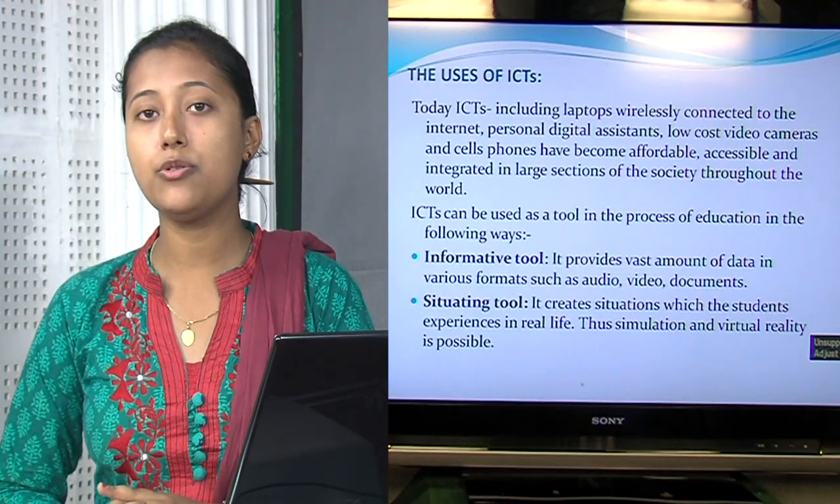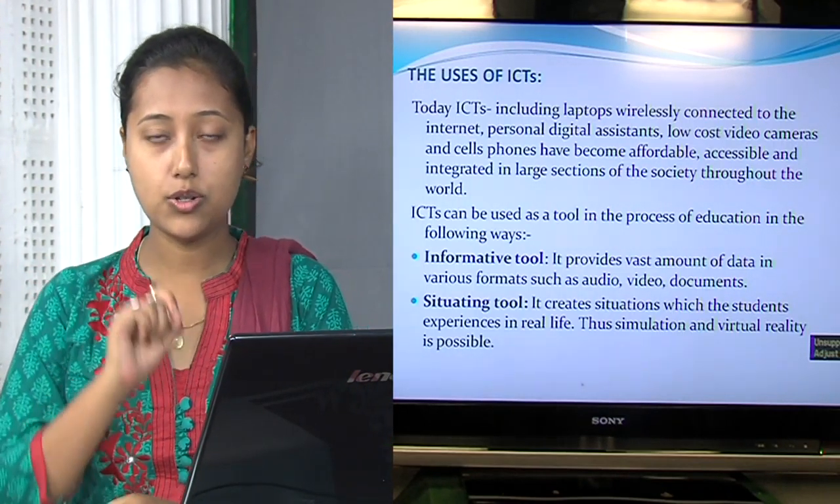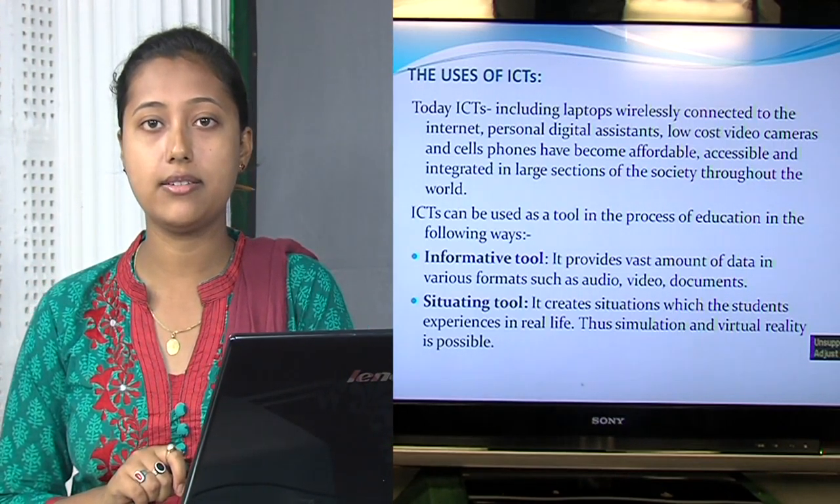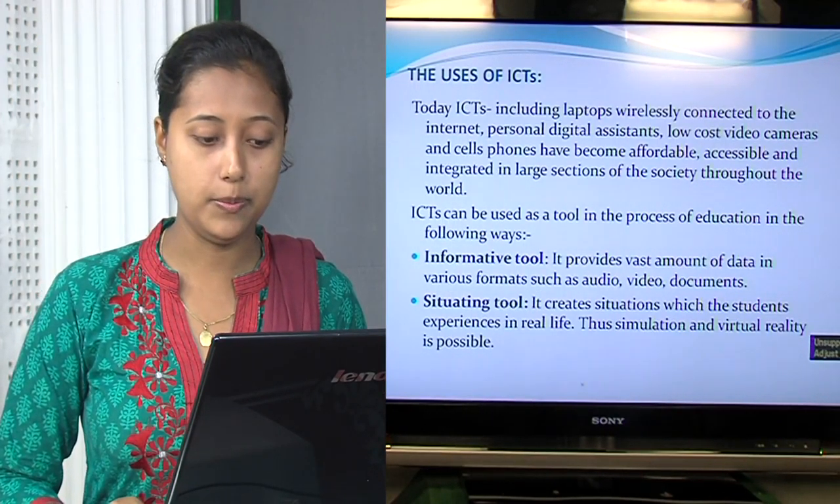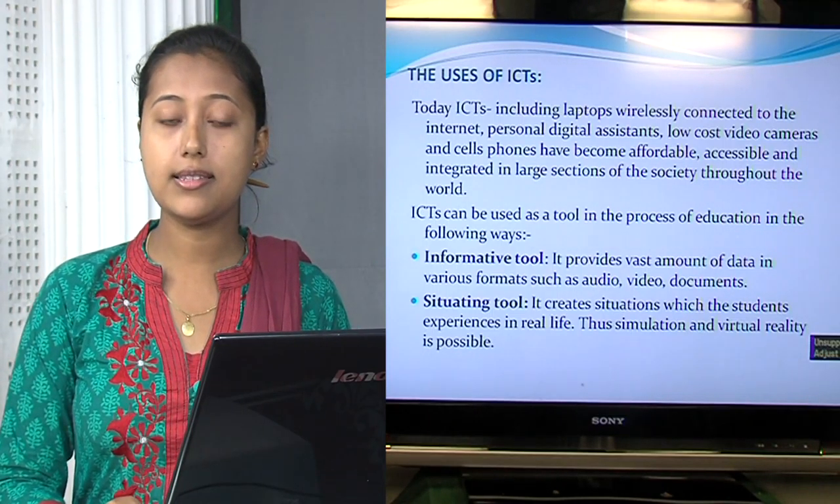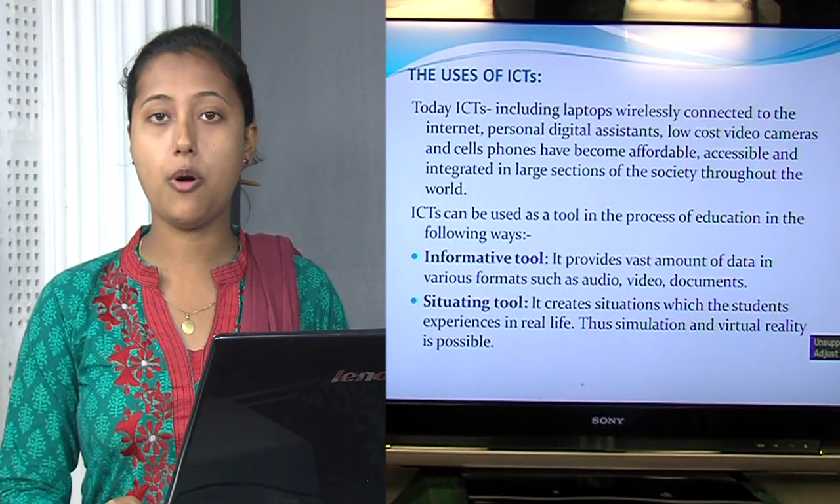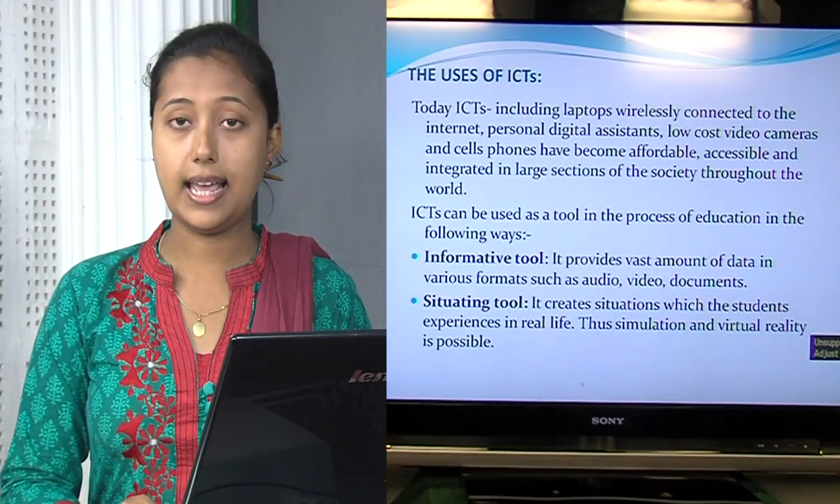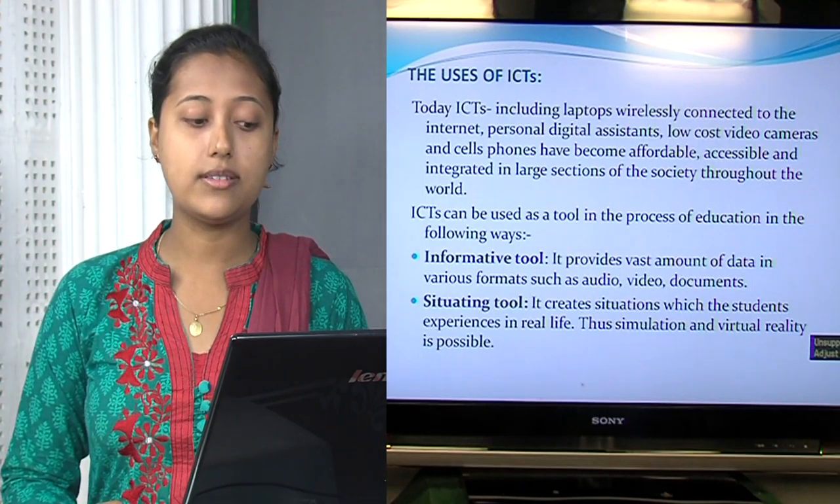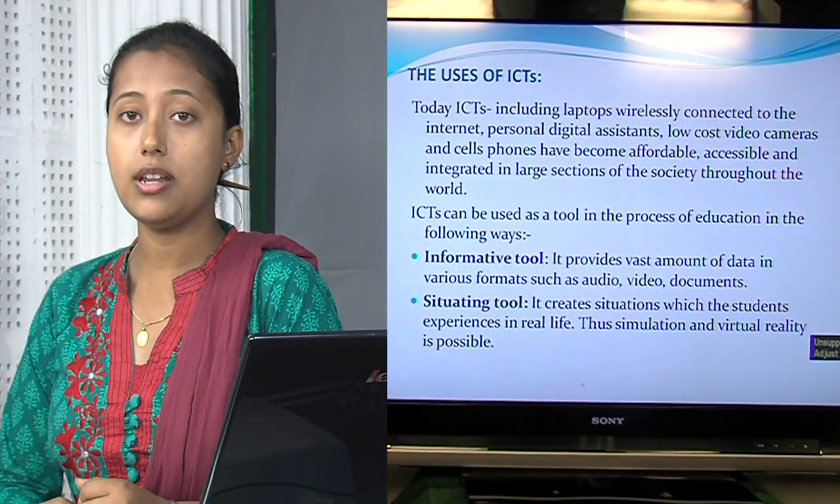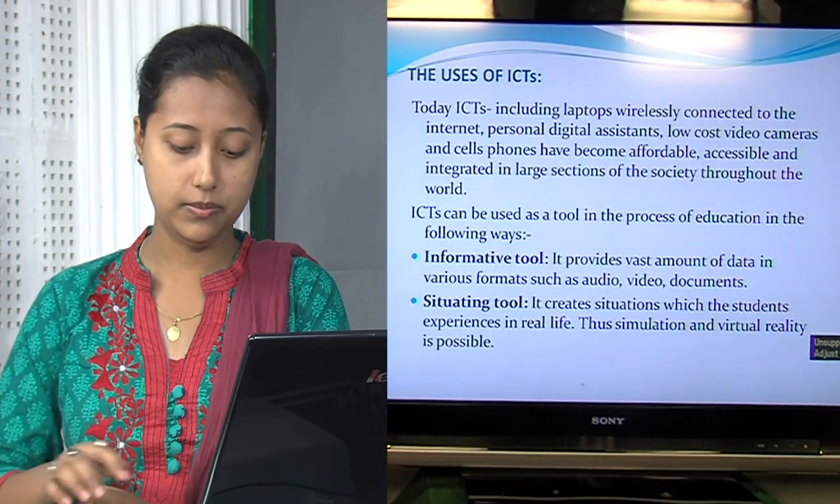Now ICT can be used in two ways: one, as a tool, and another, as a method. As a tool, we can use ICT in four ways. First is the informative tool. It provides a vast amount of data in various formats such as audio, video and documents. Secondly, it is a situating tool. It creates situations which the students experience in real life, thus simulation and virtual reality is possible.